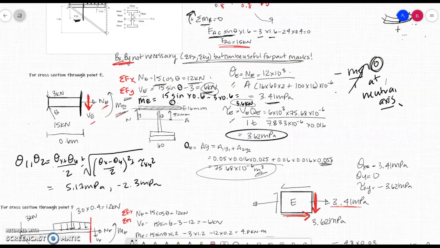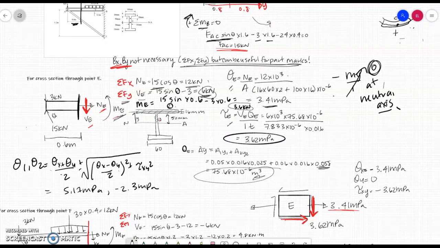Now, I want you to plot your stress elements. So sigma x, we determine this is actually a positive value, 3.41 megapascals, sigma y is 0, and tau, just like in class the other day, we had our shear force acting down, and so I said your shear stress must match that on that surface or that face of the element. And so this is actually a negative tau, so it's actually minus 3.62 megapascals.